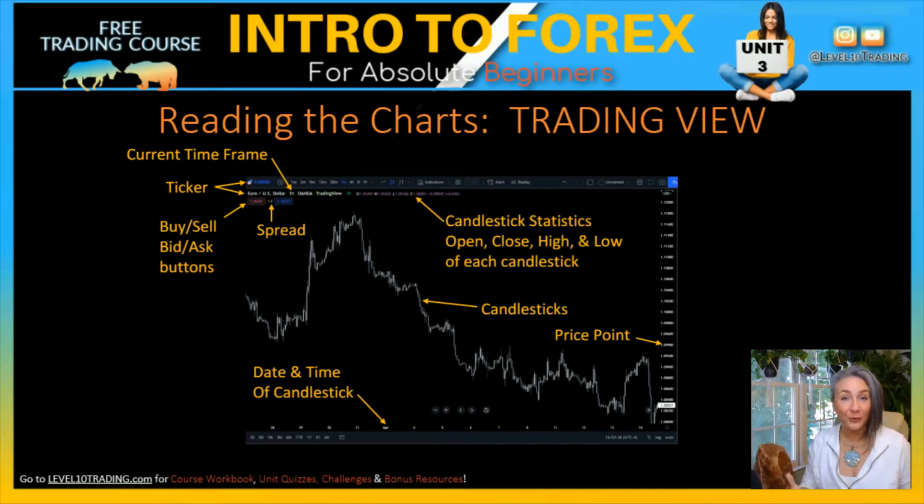Welcome to Unit 3. We covered what is Forex. We dove into critical terms and concepts that you needed to build that solid foundation for your trading journey. And now we're going to take a quick unit on reading the charts, on what information you're going to find there, as well as how to interpret it and how it affects your trades and how you process really all of the information that you have coming to you.